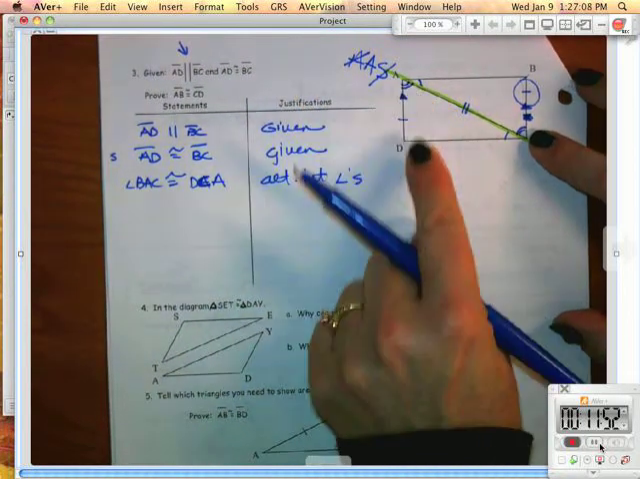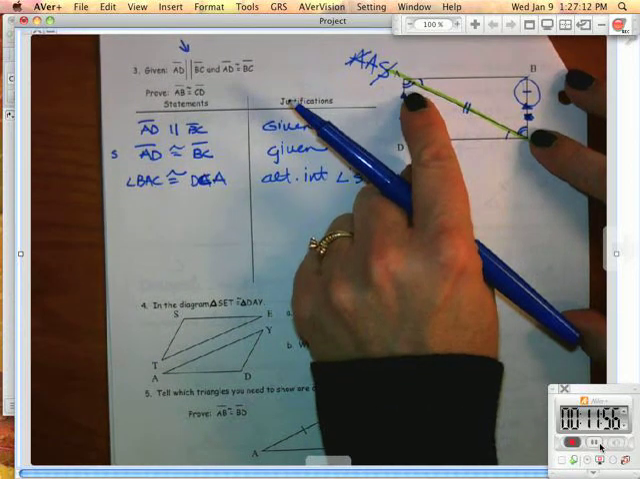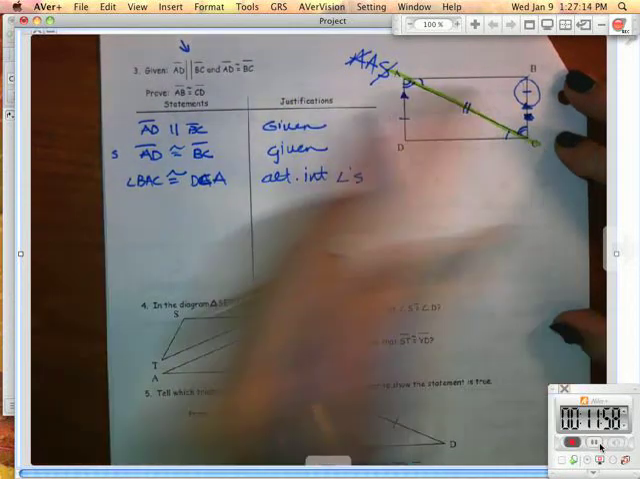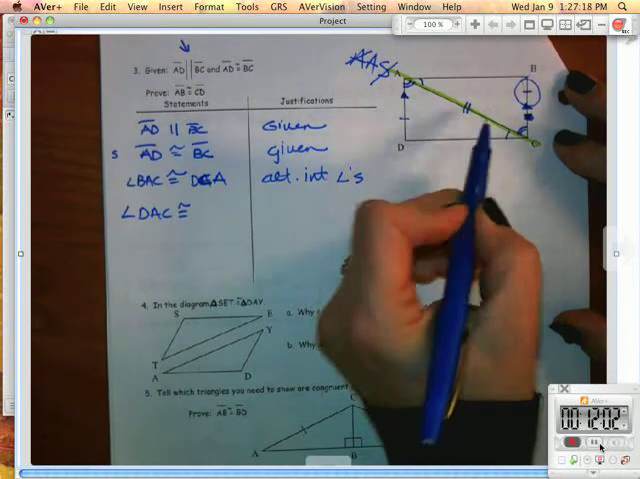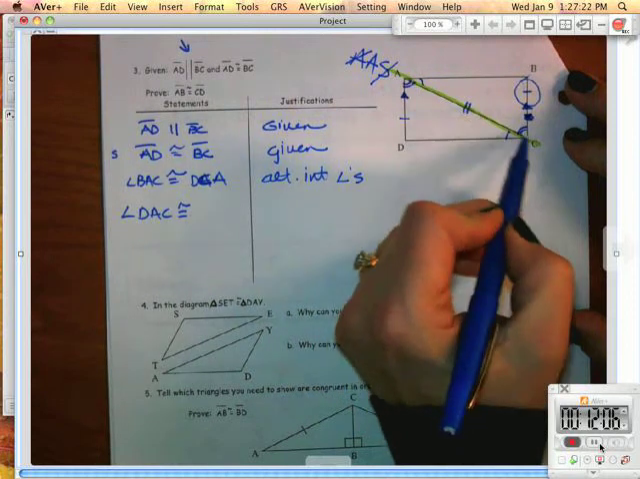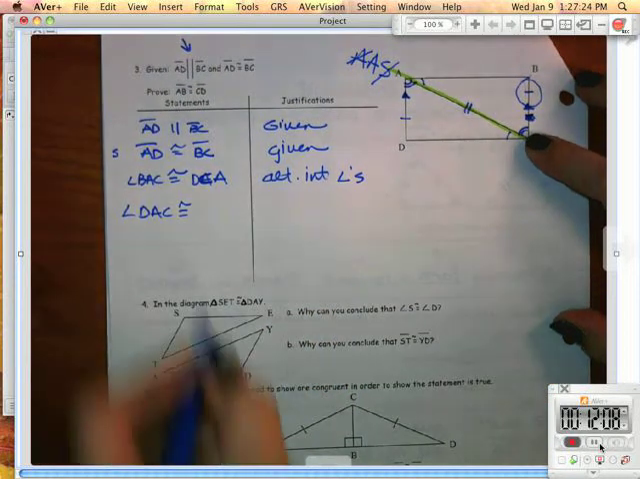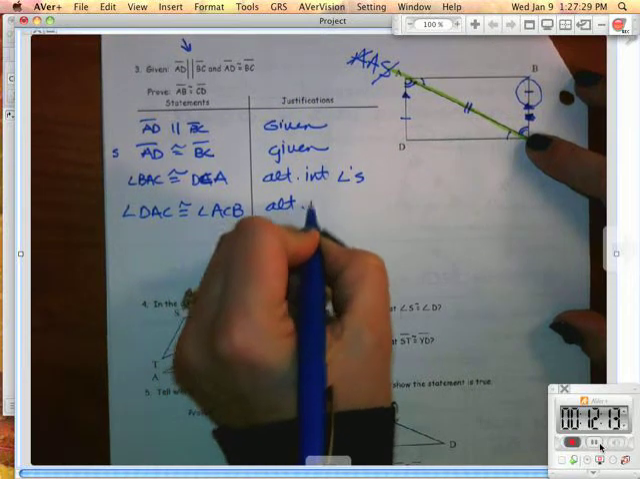No, there's no 90 degrees in here. We don't know that. Okay? So the double one is going to be DAC is congruent to ACB. This right here, ACB, by the alternate interior angles again.